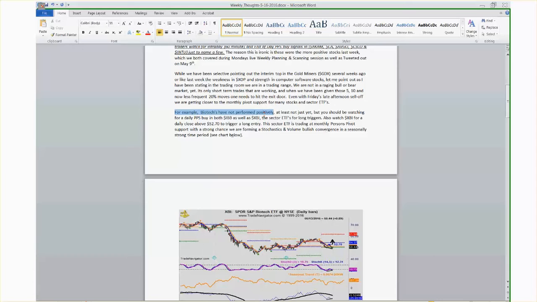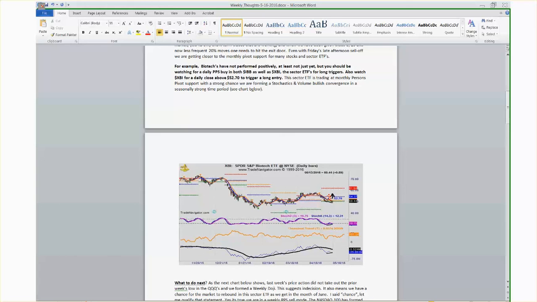They have not performed positively, at least not yet, but you should be watching for a daily PPS buy in IBB as well as XBI for long triggers. Also, watch XBI for a daily close above 52.70 to trigger a long entry. That was a very powerful statement, and there was the chart.